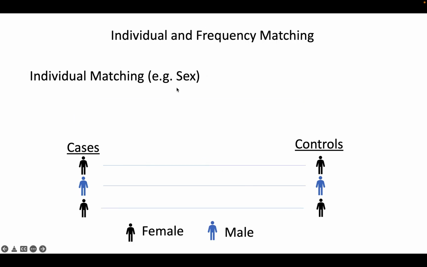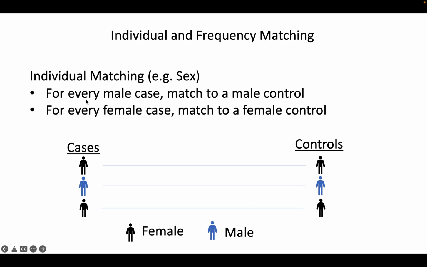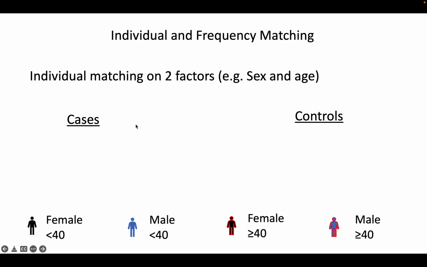So now the example changed to sex. Basically, this is a female case matched to a female control, male case matched to a male control. And it doesn't need to be just one factor. Here we have two binary confounders, sex and age. We've dichotomized age into under 40 or over 40.